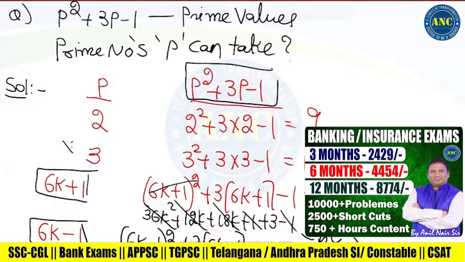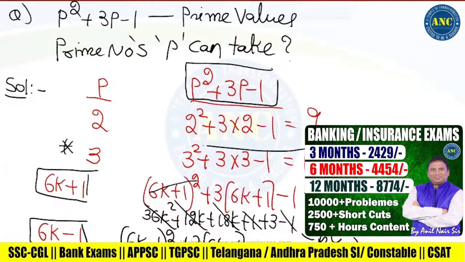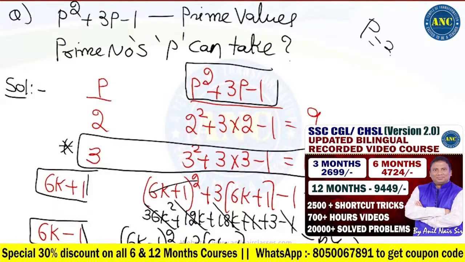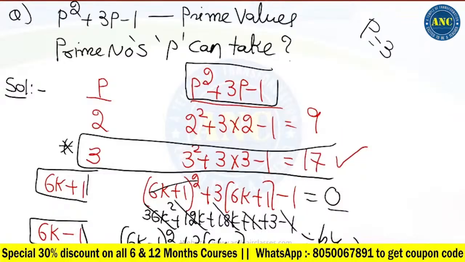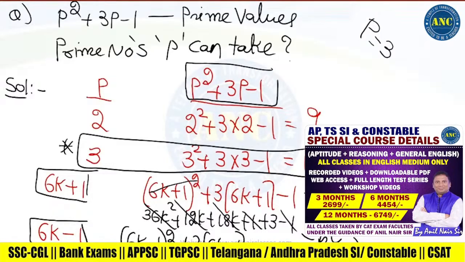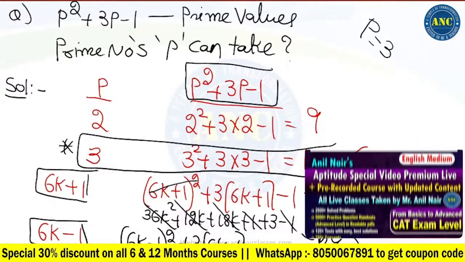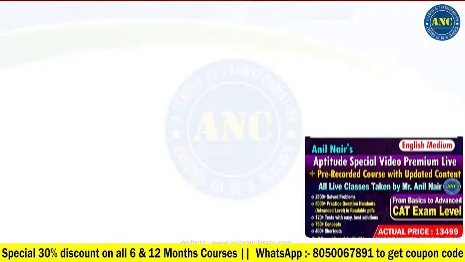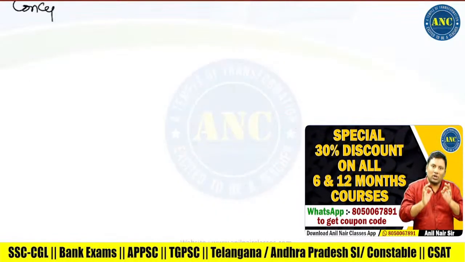So how many prime values can P take? P can take only one prime value, and the value is P equal to 3, and the expression value is 17. Idea clear? Every prime number greater than 3 is of the form 6k plus or minus 1. Concept 2. Another beautiful question.